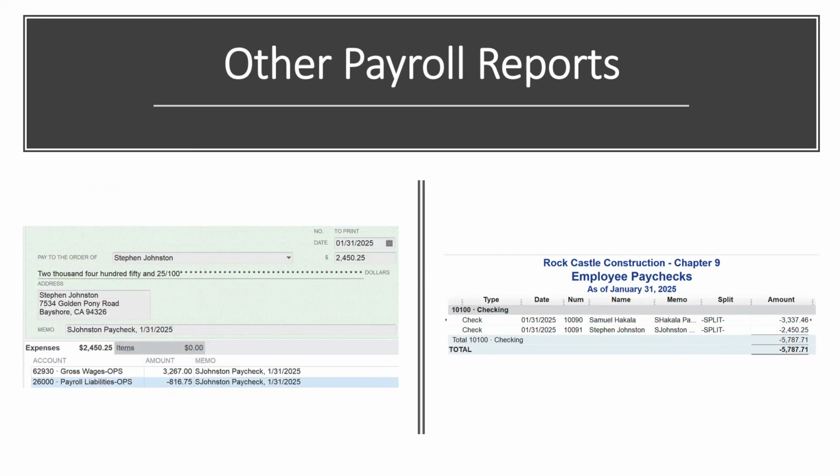Other payroll reports. In addition to the payroll reports you've already seen, QuickBooks provides a variety of additional reports, including some that can be run in Excel. All of these reports can be found in the Employees and Payroll category in the Report Center. You can track changes to employee pay rates with the Employee Pay Adjustments History Report.